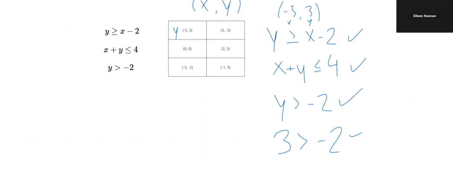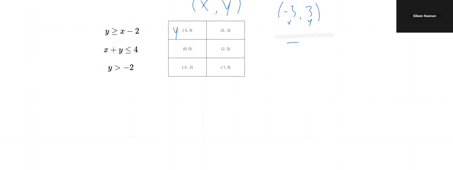Because when we plug in x and y to each of the equations over here, 1, 2, 3, we get true statements. So that first point that we did, -5, 3, would be a solution. Okay, so now let's look at 3, -3. So 3, -3 is our x, y.